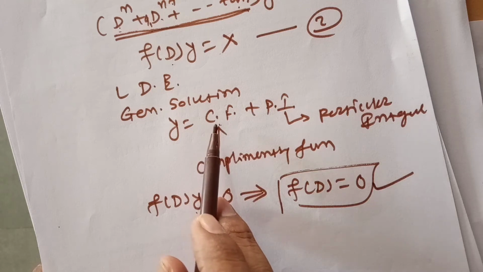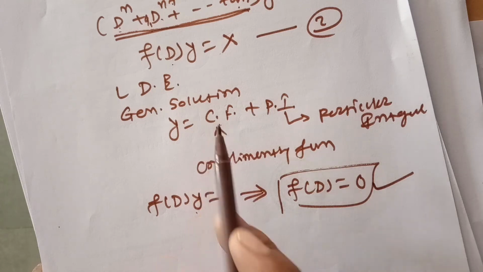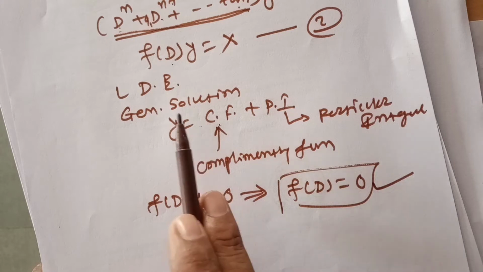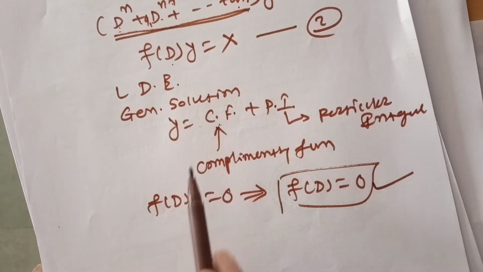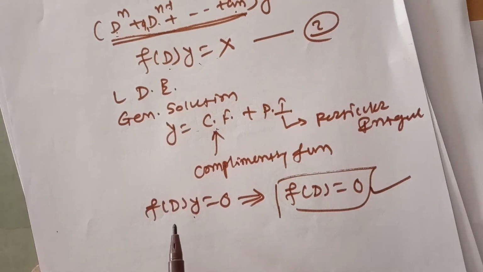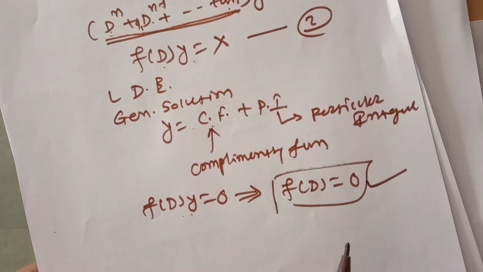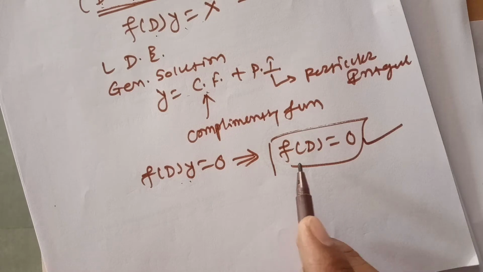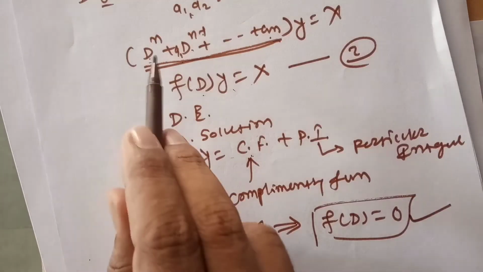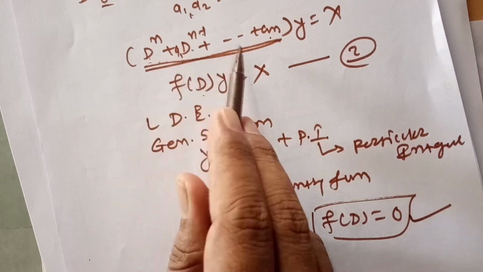Now if we concentrate on the CF, we already know from the last example that the CF is the solution of the homogeneous part of this linear equation 2. Now I am taking the homogeneous part, and from this we get f(D) = 0. Let me try to proceed. What is f(D)? This is our polynomial in terms of D.